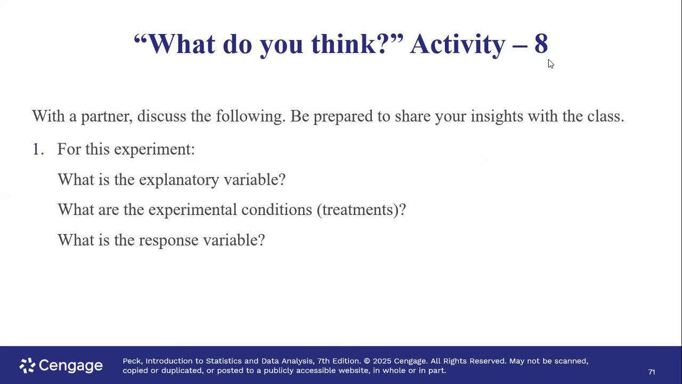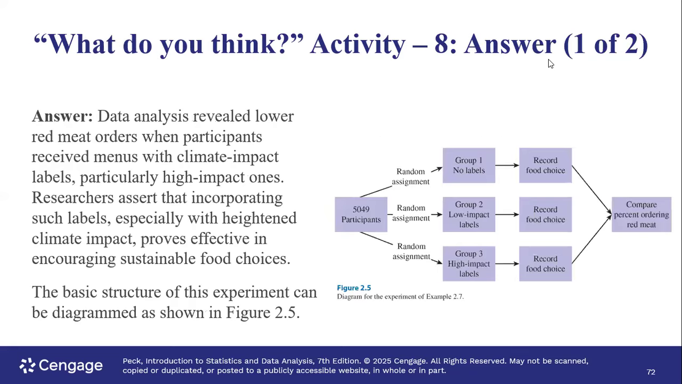What is the explanatory variable? What kind of labels they're getting? What is the experimental condition? What is the response variable? Okay, so here is a flow diagram.